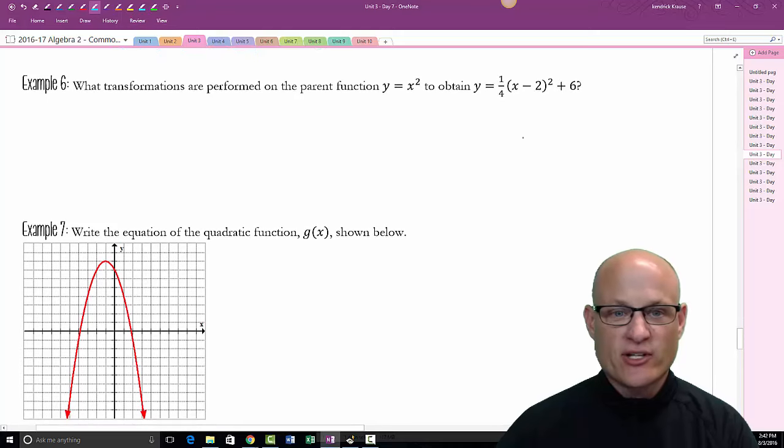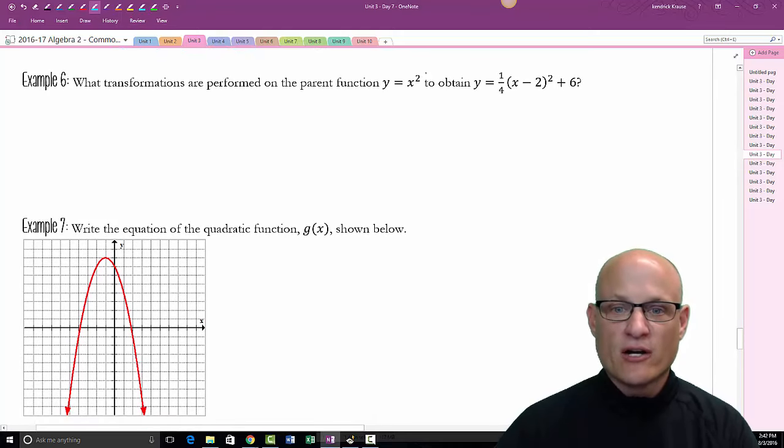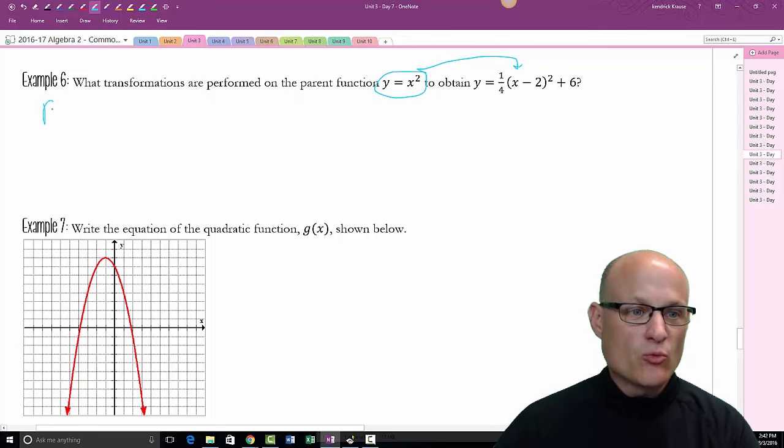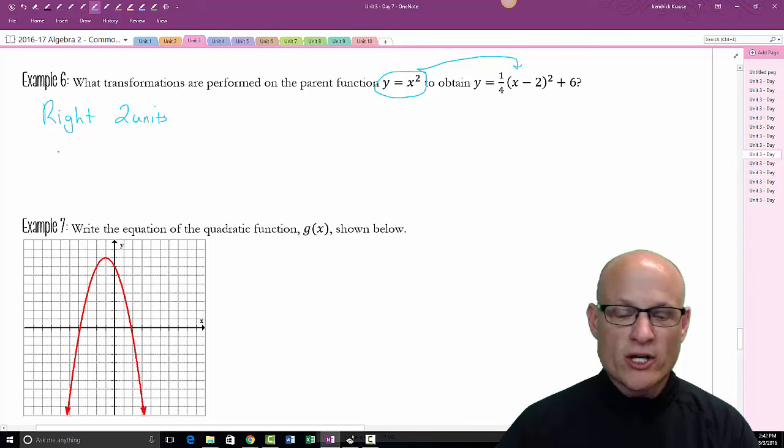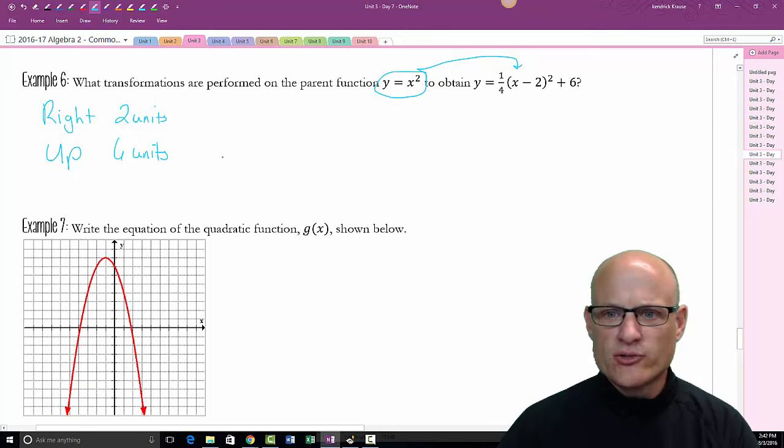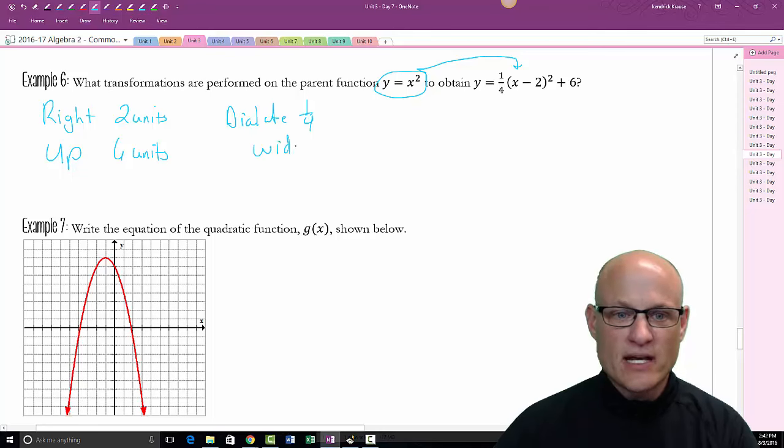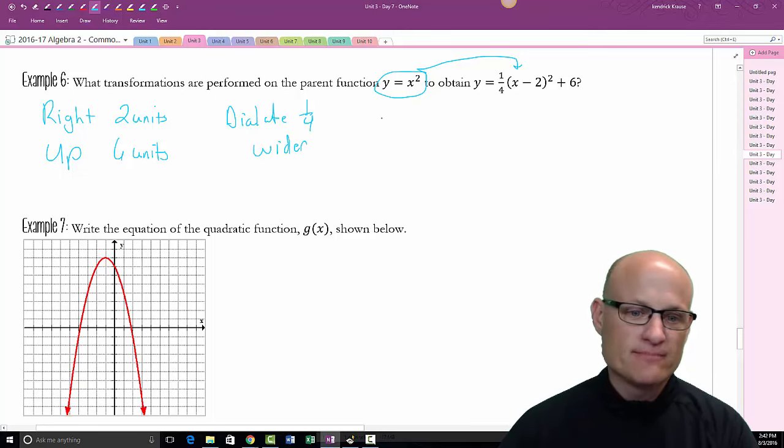So what transformations, let's talk about all the transformations from this to this. So we're going to go right 2 units. We're going to go up 6 units. We're going to dilate 1/4, so it means it's going to be wider. Anything else happen? No, I think that's it.